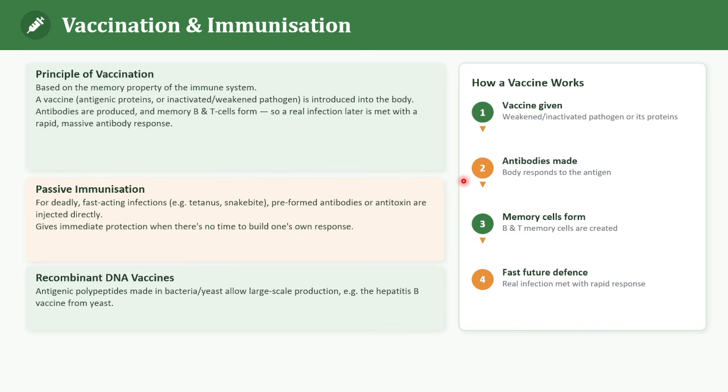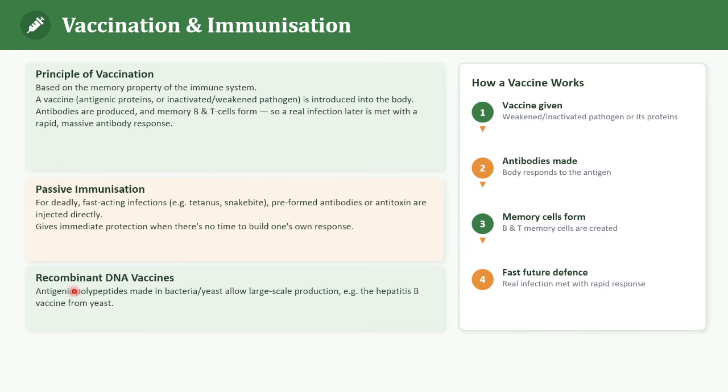And what about passive immunization? Sometimes we need protection immediately, right? We cannot wait for our body to slowly develop its own immune response. In such situations, preformed antibodies or antitoxins can be given directly. From your book, the best examples are tetanus and snake bite. This is called passive immunization.